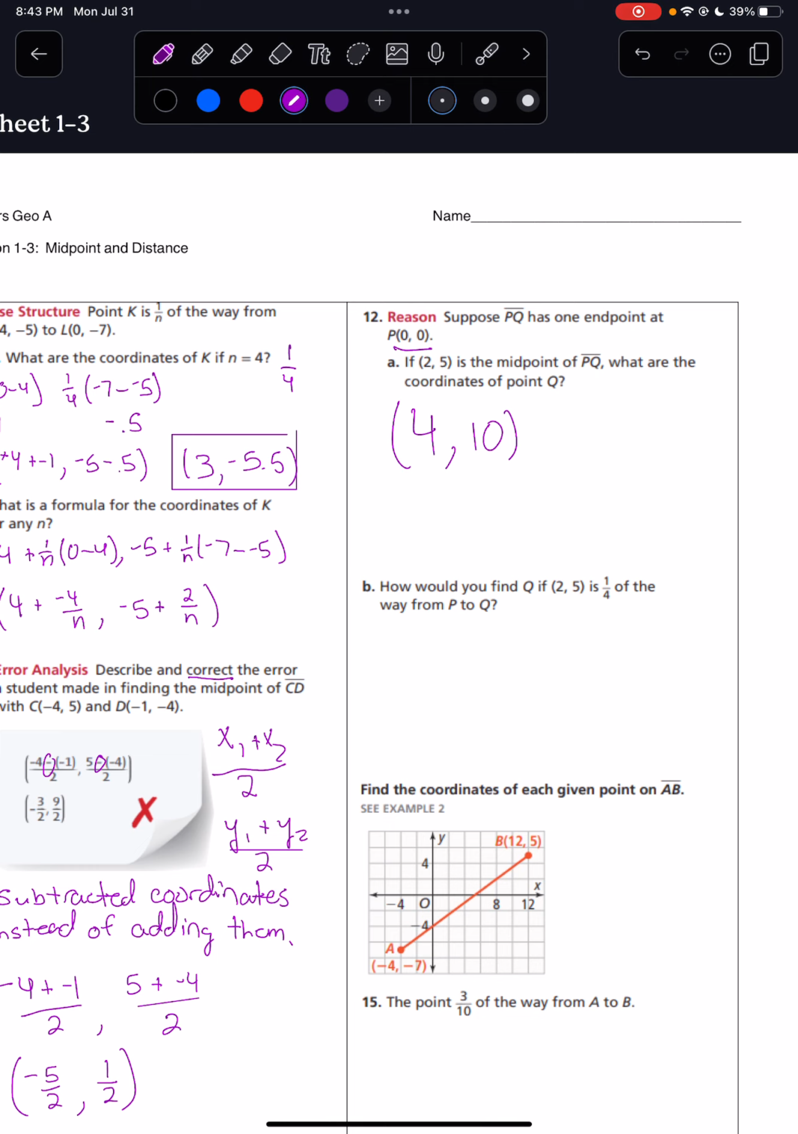For B, how would you find Q if (2, 5) is 1/4 of the way from P to Q? All we need to do is the same thing, except now we've got from (0, 0) to (2, 5), and that's only 1/4 of the distance. So what do we do with 1/4 of the distance? We're going to multiply it times 4. So we take our 2 and multiply it by 4, that's 8, so from 0 to 8. And we take our 5 and multiply it by 4, and that's 20. So (8, 20) is point Q there.